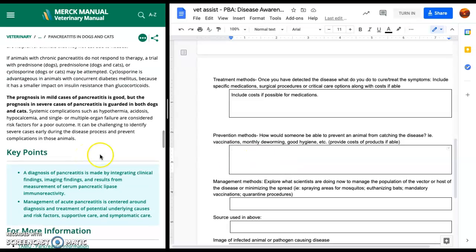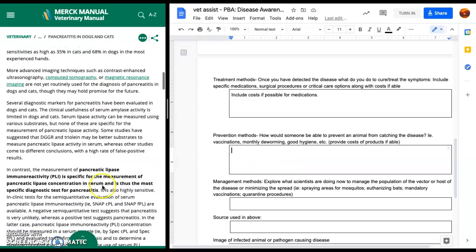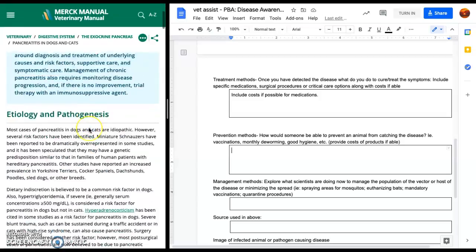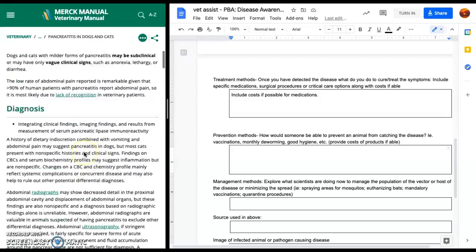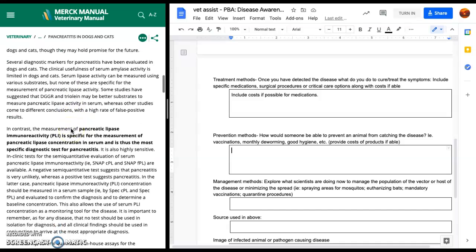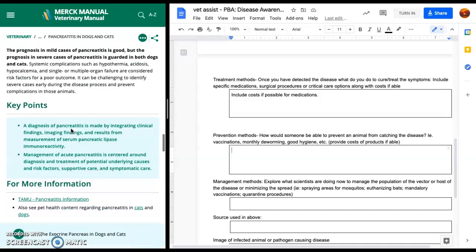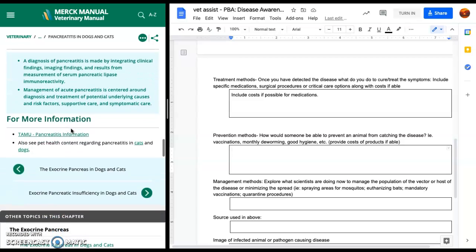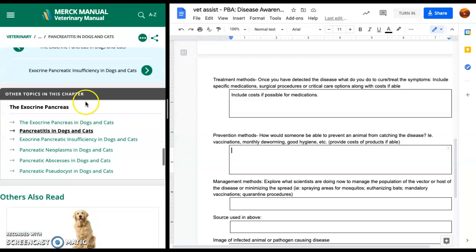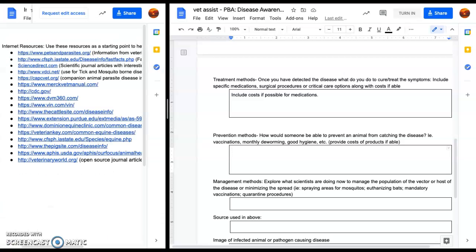So, prevention can be based off of all of this information, right? I can find that out. I can also see clinical diagnosis, treatment. There is no specific prevention, but oh look, if I come down, I can see a little bit more. And then I can dig further into here. I can go back into my internet resources. I can see if I have another website that might be helpful.